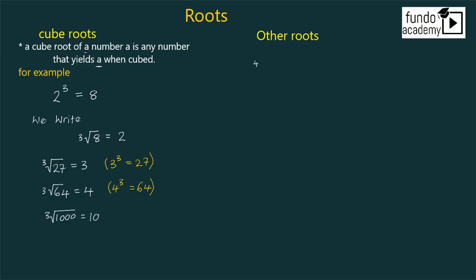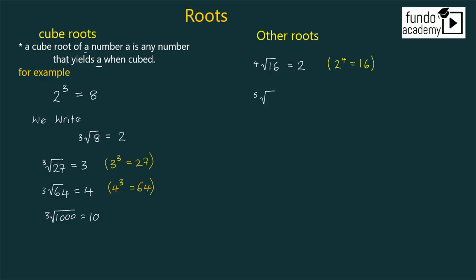Sometimes you can be required to find, like in this case, the fourth root of 16. Now the fourth root of 16 is 2, because 2 raised to the power of 4 is 16. So for the fourth root we are looking for the number which when raised to the power of 4 will give us 16, and in our case that's 2. So the fourth root of 16 is 2.